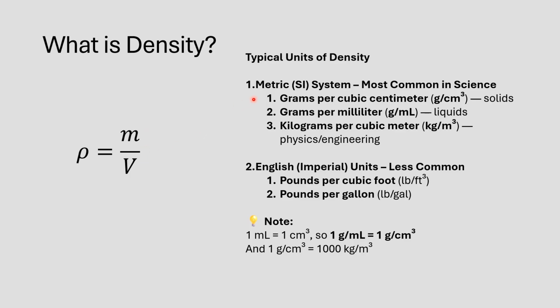So in the metric or SI system, we're talking about grams per cubic centimeter for solids and grams per milliliter for liquids. That's what we're in right now. We're doing a liquid. And kilograms per cubic meter would be a larger unit, mostly used for physics and engineering. What you'll see in the English system, more stuff maybe around the house, is pounds per cubic foot and pounds per gallon. And some stuff you want to notice here: 1 milliliter is equal to 1 cubic centimeter, or 1 gram per milliliter is equal to 1 gram per cubic centimeter. So those are some conversion factors you might need.